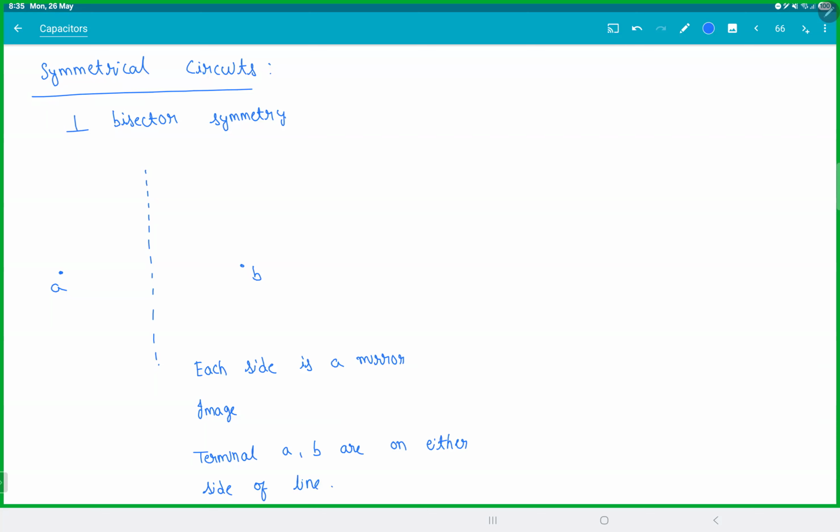So what happens with this line? First thing, since it is a symmetrical line in the middle, the line is equipotential, isn't it? Every point would be a midpoint on the circuit. So the bisector would be an equipotential surface.